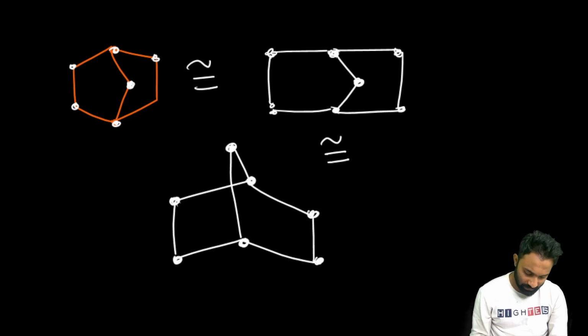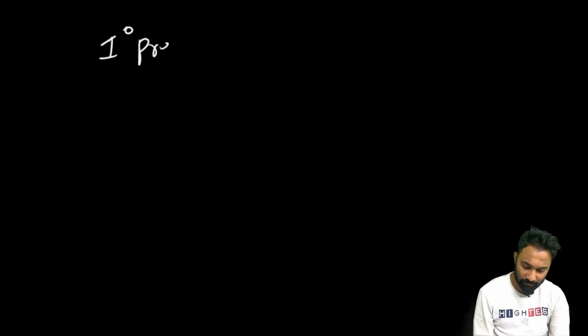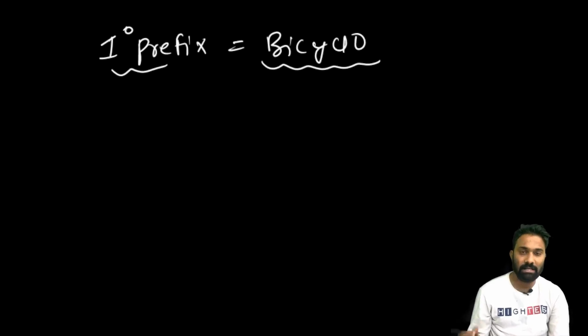Then, to write the bicyclo compounds, first of all, if they have given a bicyclo compound, the 1 degree prefix, we say it as bicyclo. The 1 degree prefix for a bicyclo compound is bicyclo.